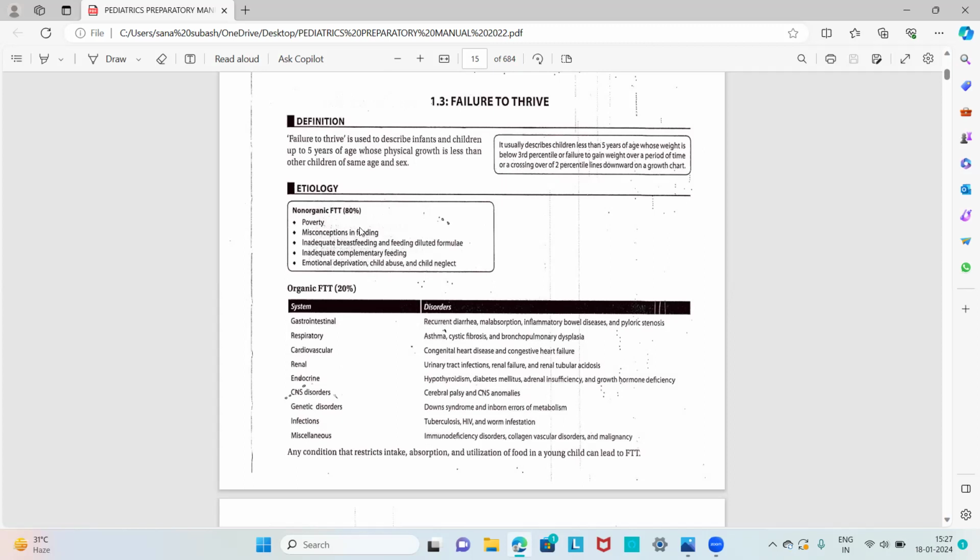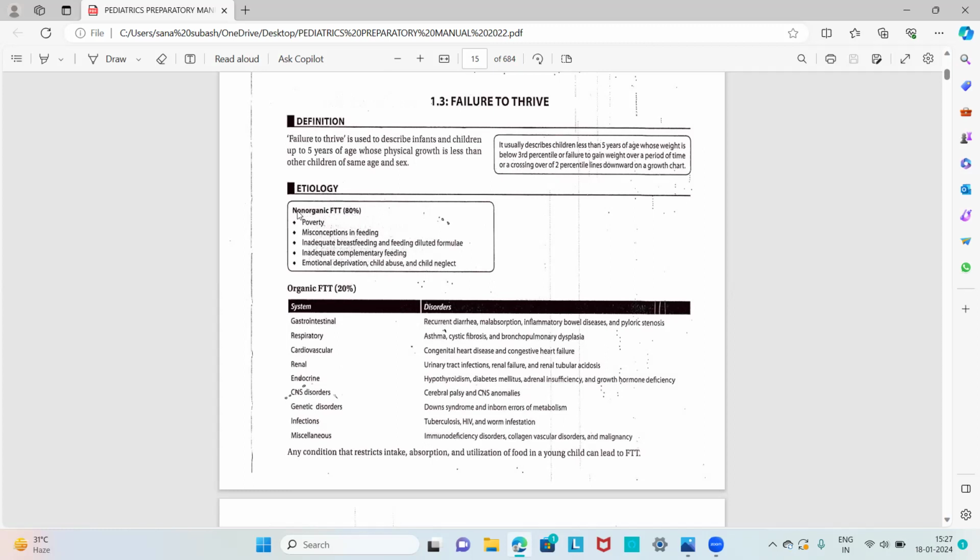Then etiology. When we come to the etiology, we have two important etiological factors, that is non-organic factors and organic factors, which are the etiology for the failure to thrive. The non-organic failure to thrive is the most common cause for the failure to thrive. That's 80% contributed by this non-organic failure to thrive.